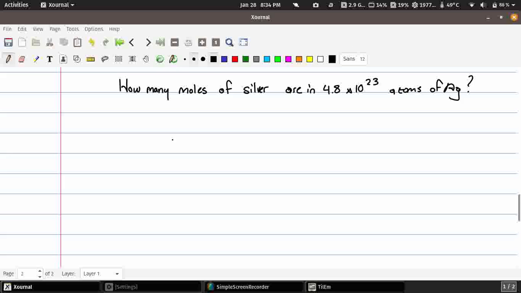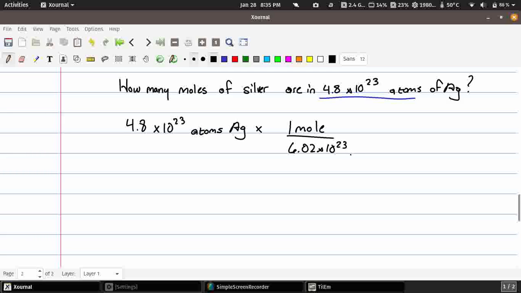All right, so same thing. This is what I gave you right here. You need to write that down: 4.8 times 10 to the 23 atoms Ag. And then remember, atoms goes on the bottom, so your moles has to go on top. So 1 mole divided by Avogadro's number, atoms Ag. So you're just going to be left with moles of Ag.